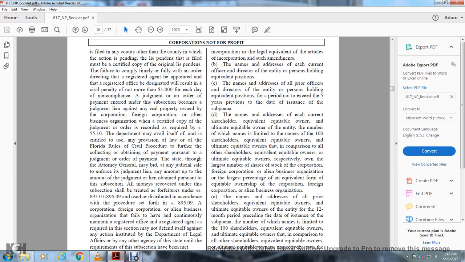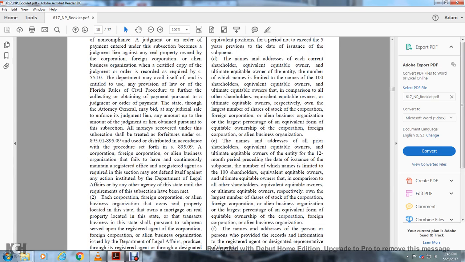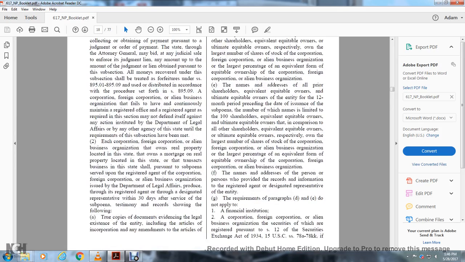All monies recovered under the subsection shall be treated as forfeitures under statute 895.01 through 895.09, and used and distributed in accordance with the provisions set forth in 895.09. A corporation, foreign corporation, or alien business organization that failed to continuously maintain the registered office and registered agent as required by section 9 may not defend itself against any action instituted by the Department of Legal Affairs or any other state agency until the requirements of the subsection have been met.